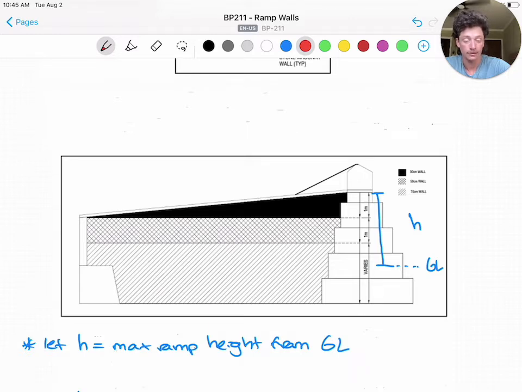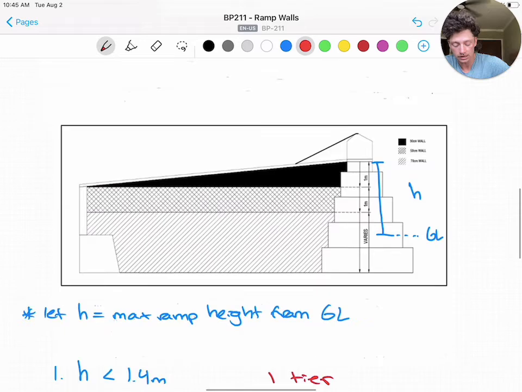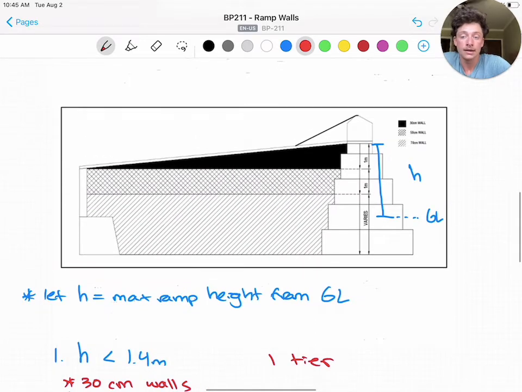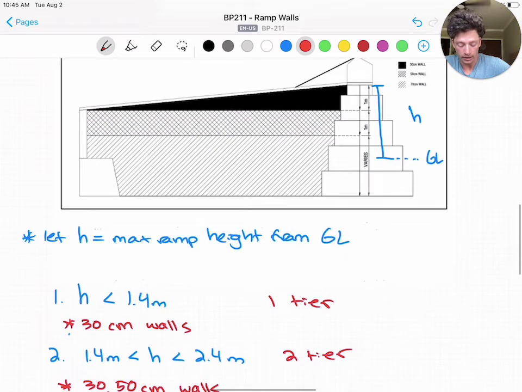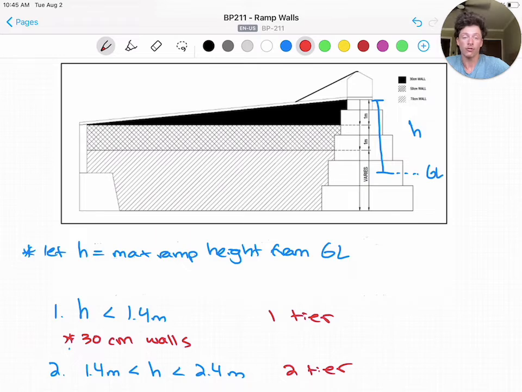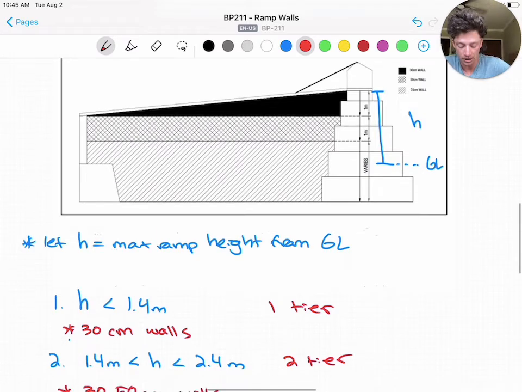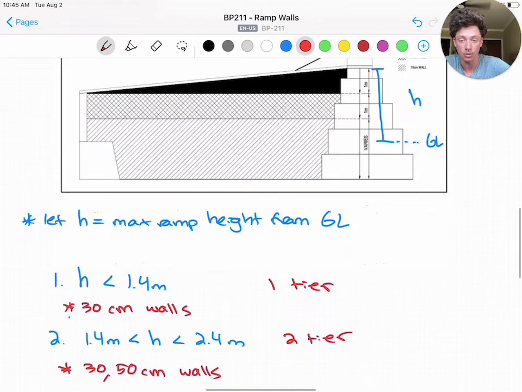height from ground level. So first, we'll ask, is the maximum ramp wall height above ground level less than 1.4 meters? If so, this corresponds to the one tier standard. We only need 30 centimeter thick walls. If no, we'll look at if it is between 1.4 and 2.4 meters, which corresponds to a 2-tier standard. If so, we need 30 and 50 centimeter thick walls.